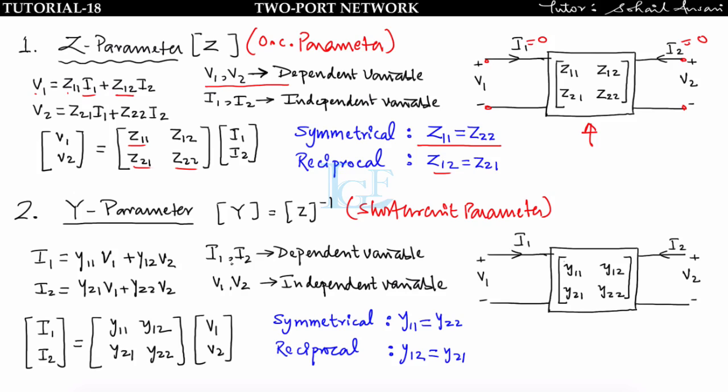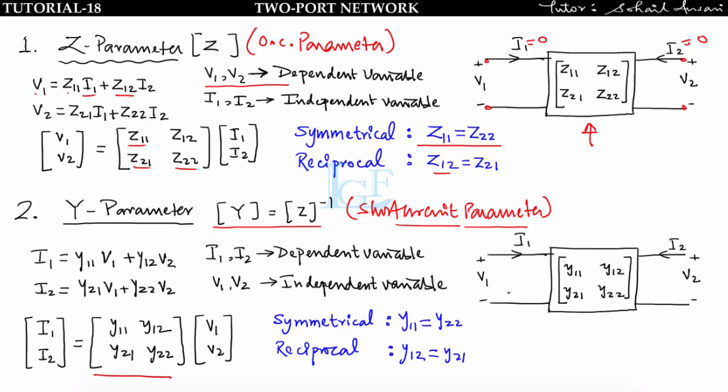Now the Y parameter can also be defined as Y is equal to Z inverse, and in the Y parameter I1 and I2 are the dependent variables while V1 and V2 are the independent variables. So we can represent any kind of network in Y parameters. I1 is equal to Y11 V1 plus Y12 V2. Similarly I2 is equal to Y21 V1 plus Y22 V2. So this is exactly opposite to the Z parameter. In matrix form we can define I1 and I2 like this. Okay, now it is also known as the short circuit parameter.